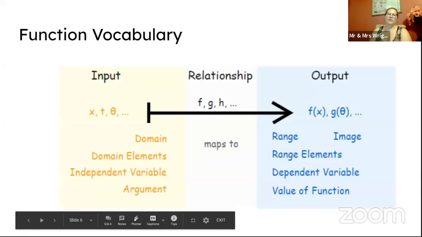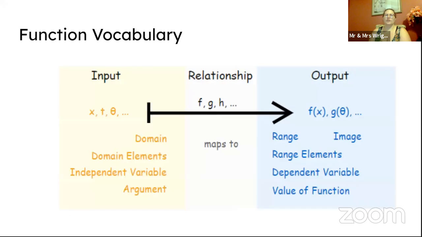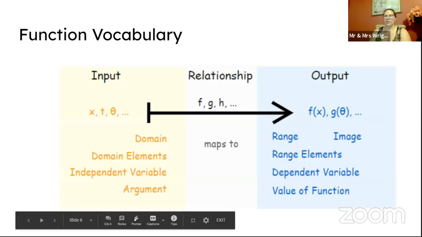All right, so here's some other vocabulary that you may come across when working with functions. Remember, your input can be any letter. In this case, we chose x, t, or theta. And your input can be called the domain. Remember, we talked about that. Domain elements, independent variable, because this doesn't depend on anything. It's also known as the argument.